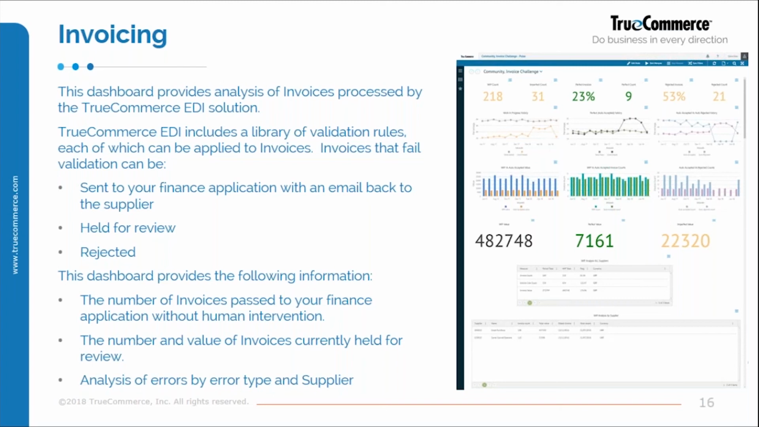The invoicing dashboard provides a readily available analysis that summarises the volume of invoices passed to the customer requiring no human intervention, the number and value of the invoices that have been received and held for review, and finally an analysis of errors by error type specific to each supplier. Armed with this information, the customer can work with the vendor to address the issues with the ultimate aim of achieving 100% invoice validation pass rate.